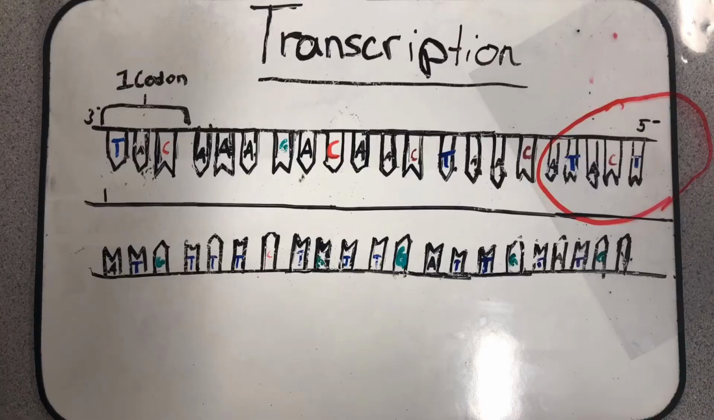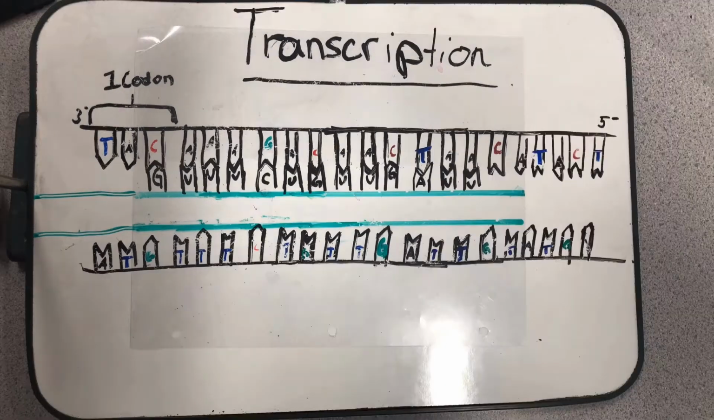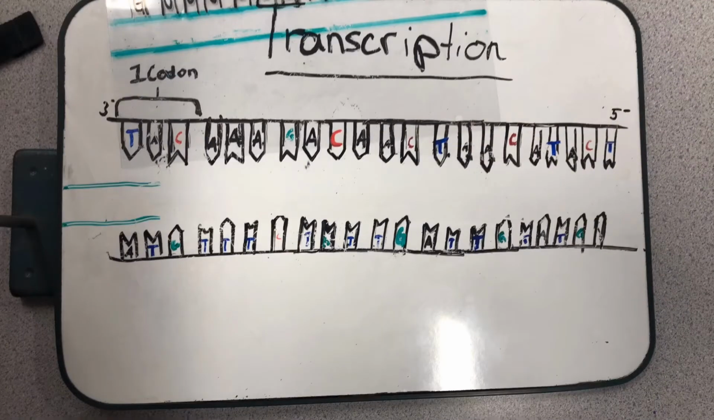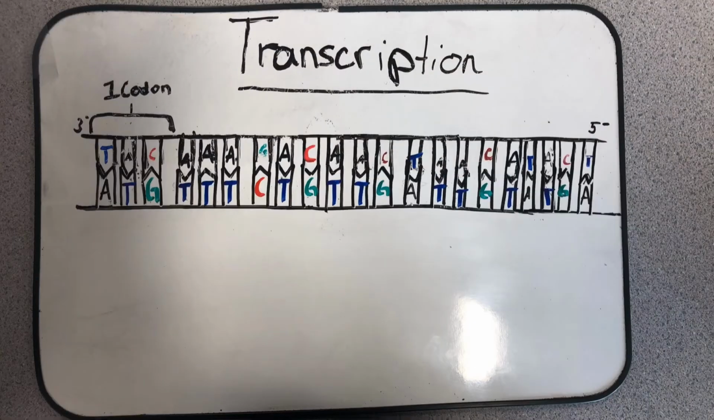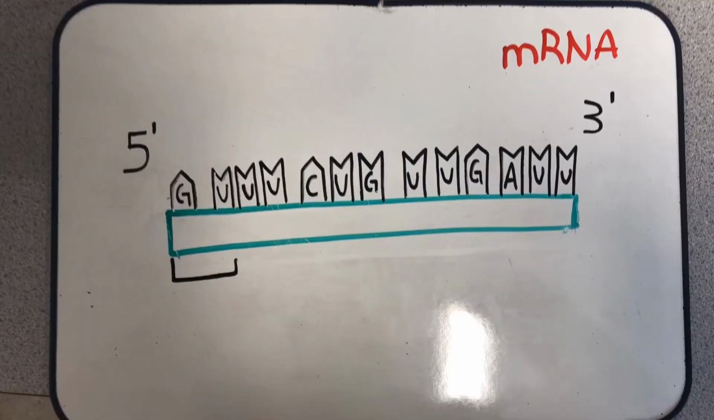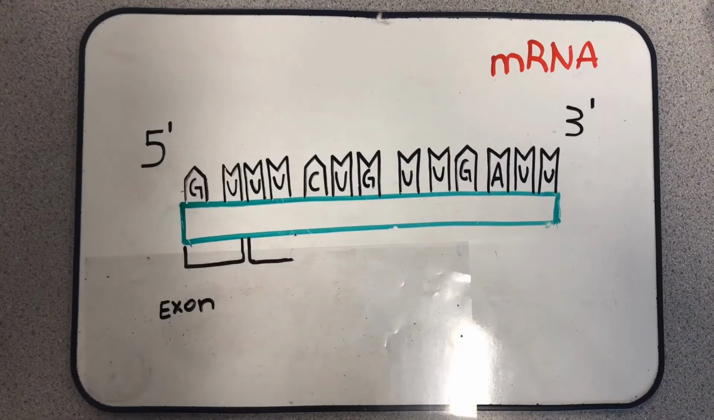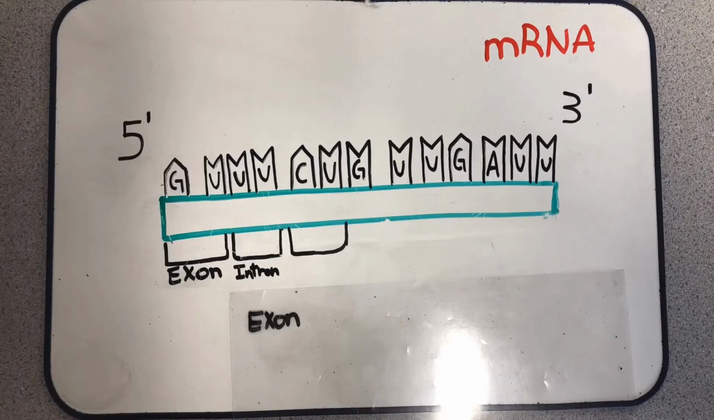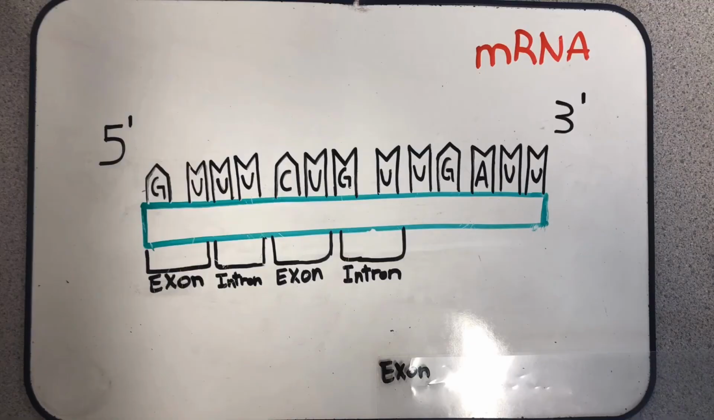Once the RNA polymerase reaches the termination signal, it will stop transcribing the DNA and leave. Before the mRNA leaves the nucleus, it needs to be edited. The mRNA consists of sections called exons and introns. Introns are called non-coding RNA, which means that they will not be useful in forming proteins in ribosomes, so they can be removed from the strand.